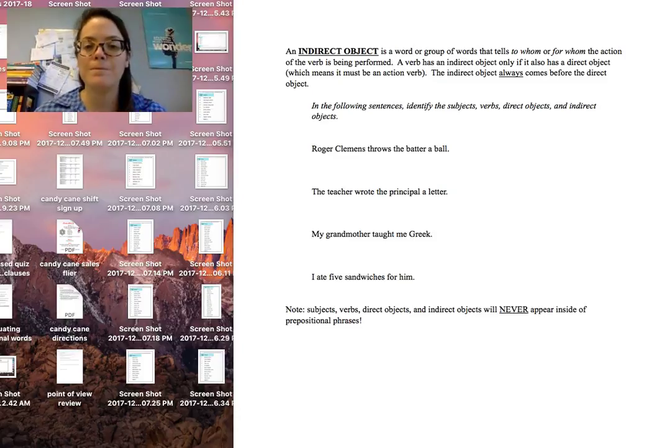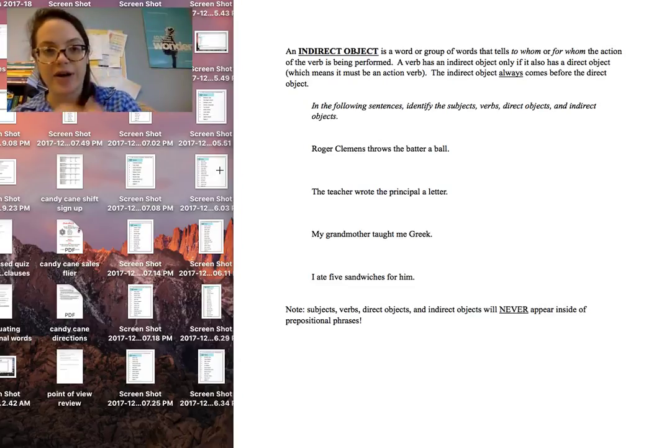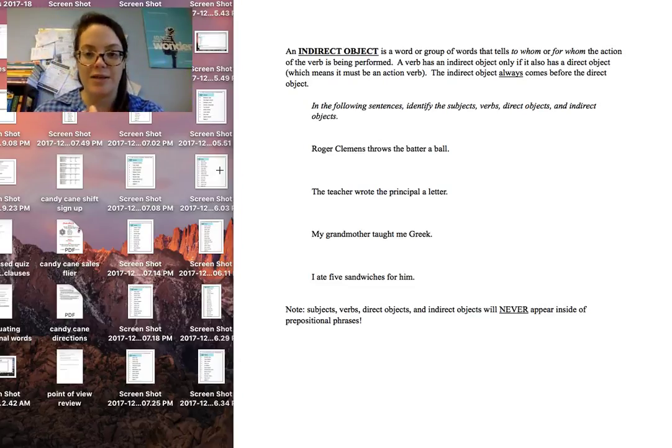Okay, so you're looking for an action verb, you're looking for your direct object, and your indirect object should be before it. Okay, so let's look at some examples, and we're going to do exactly what we've been doing. We're going to label our subject, our verb, our direct object, and then we're going to go a step further and label our indirect object.